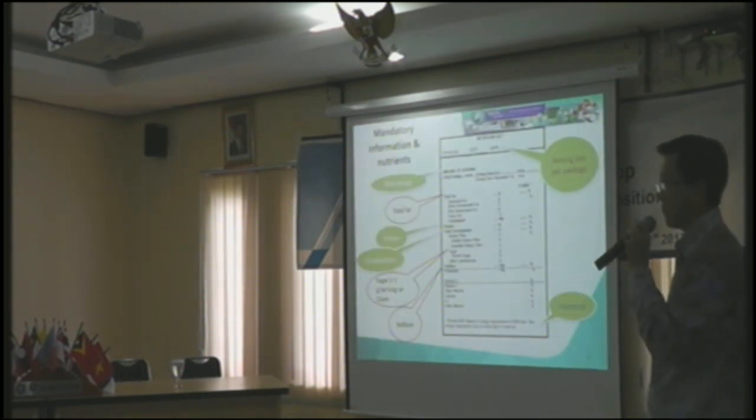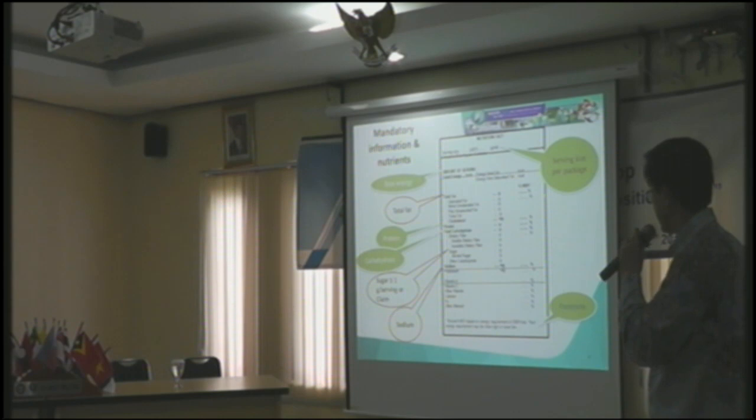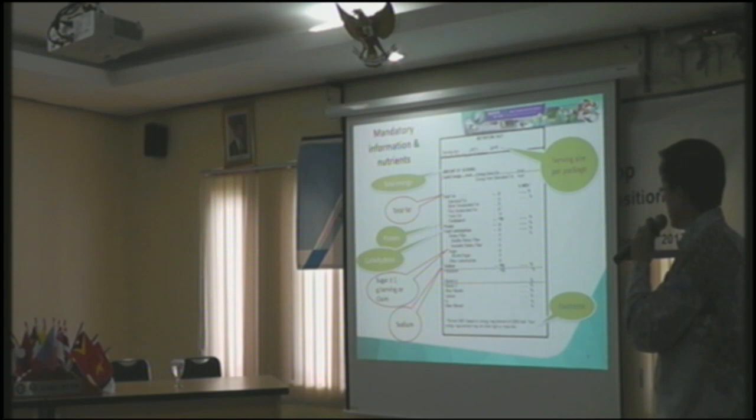Okay, this is one example of the label. If you see here, this is all the mandatory information. You can see it contains the serving size. This is for the package, and also the amount of serving, how many total energy in kilocalories. You can put it there. And you can see total fat, including saturated fat, monounsaturated fat, polyunsaturated fat, including cholesterol. This is all in total fat.